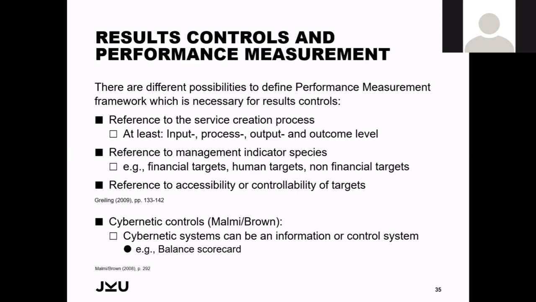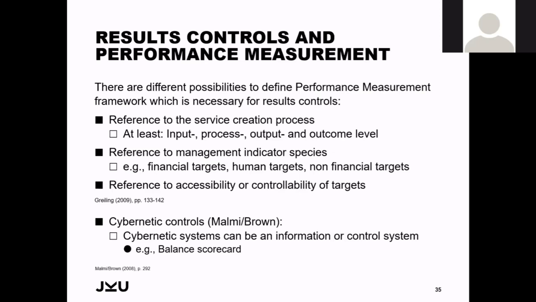And Malmi and Brown, as mentioned previously, in their framework, they would cover the result controls. They would name the result controls cybernetic controls, which is in that aspect the same thing. And a good example, for example, would be the balanced scorecard.